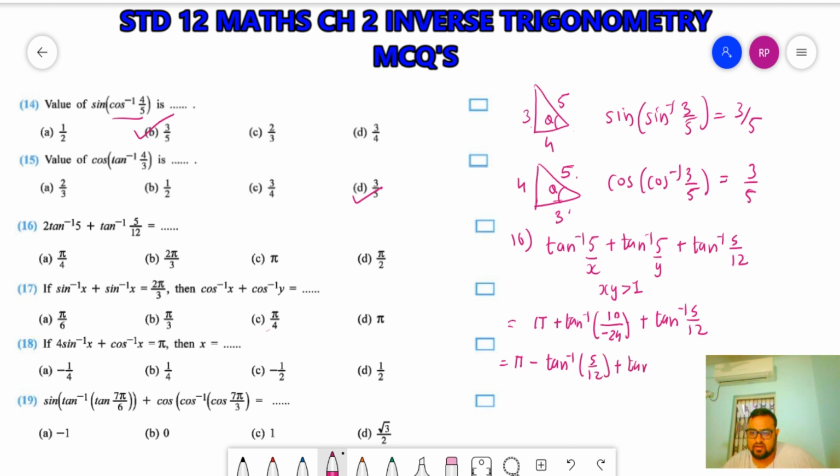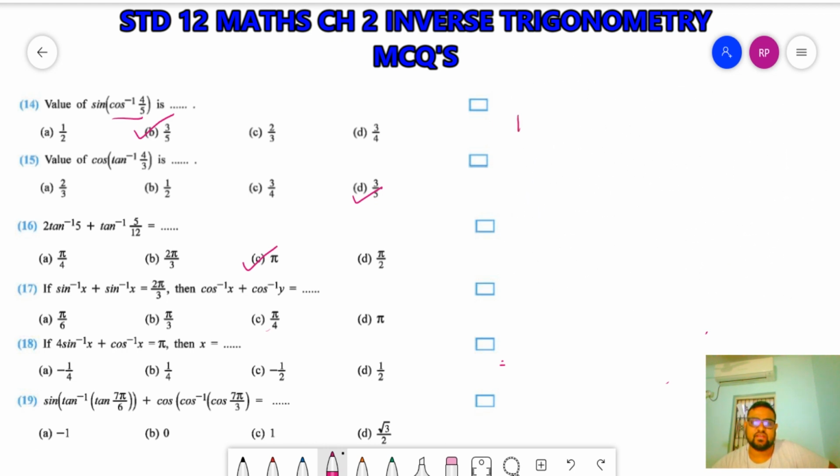Plus tan inverse 5 by 12. This both gets cancelled and the answer is pi. So option C is the correct one. Clear? Now next question number 17.